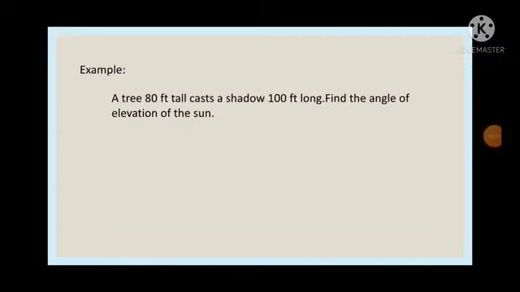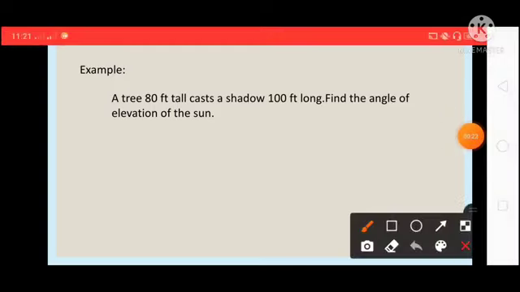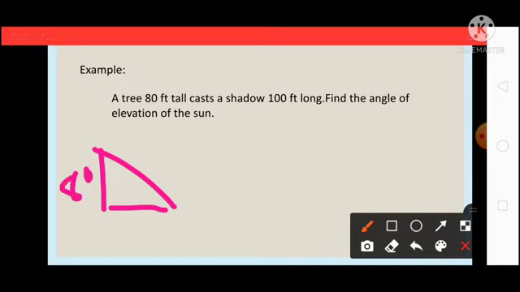So, for example, for an angle of elevation: a tree 80 feet tall casts a shadow 100 feet long. Find the angle of elevation of the sun. Given the value of the opposite side and adjacent side of an angle, we have to find the angle theta. This will be the 80 feet tall, then 100 feet long. This will be the observer's eye.